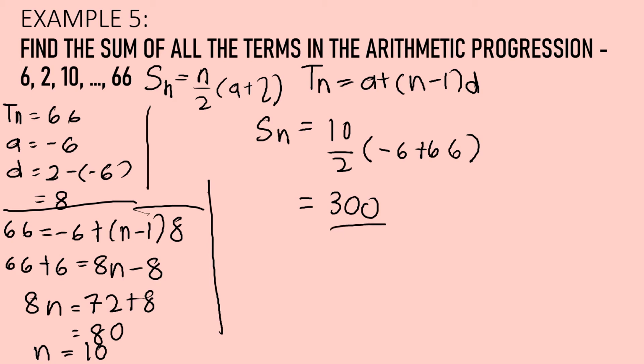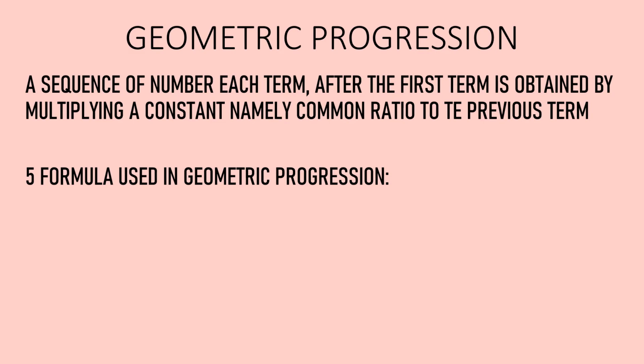So this is the last. Now we enter geometry. A sequence of numbers where each term after the first term is obtained by multiplying the previous term by a constant, namely the common ratio. Okay, geometry. So five formulas will be used in this geometry.